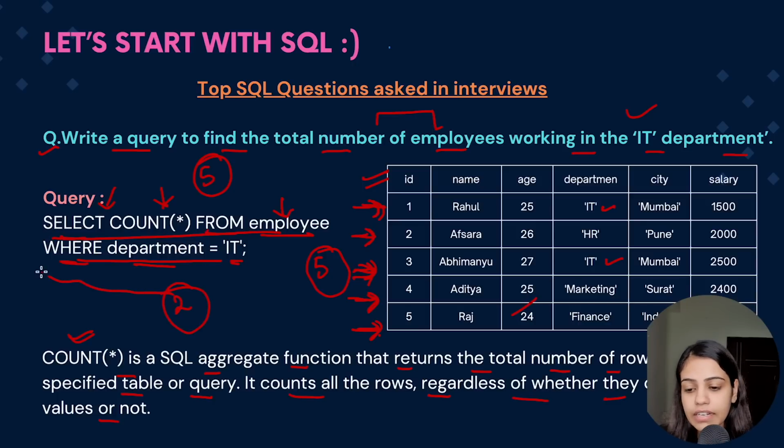So here you can see that if I do just a count star for a given table, it will return all the rows. But if I have a specified condition, consider that I want to know for the HR department, I'll replace this department IT with HR. Consider I want to know for marketing, I'll just replace it, and it will give me the count of all the employees who are working in the HR department, marketing department, or IT department.